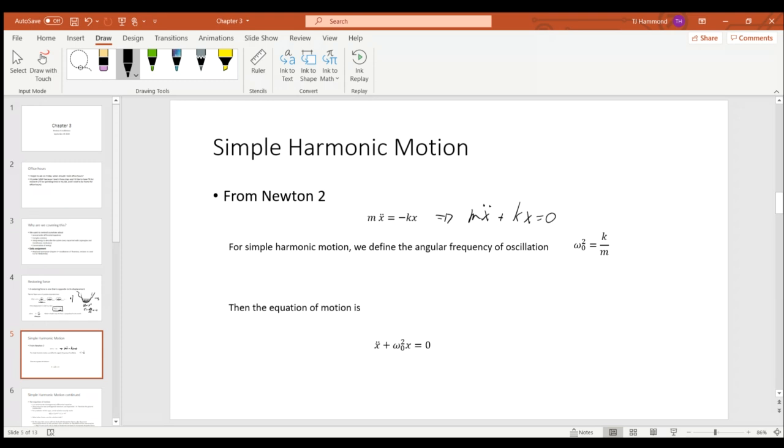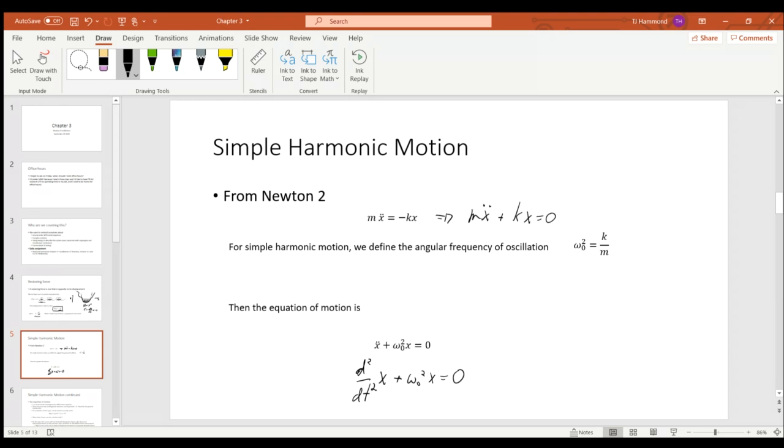Often what we'll want to do is define this angular frequency of oscillation. And so we define this angular frequency as omega naught squared is equal to k over m. And so what that gives us then is x double dot plus omega naught squared times x is equal to 0. Or we can think of this as d squared by dt squared of x plus omega naught squared x is equal to 0. All right, so that's our second order differential equation that describes harmonic motion. All right, does that make sense?